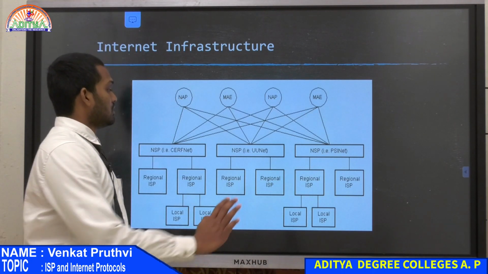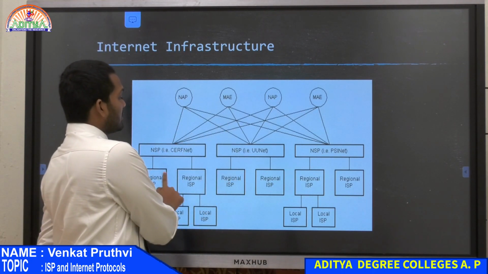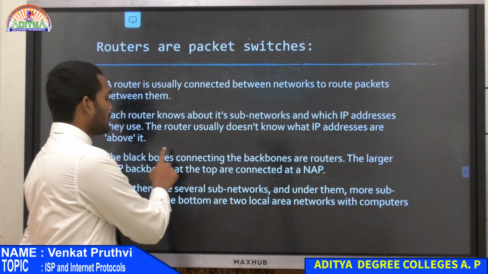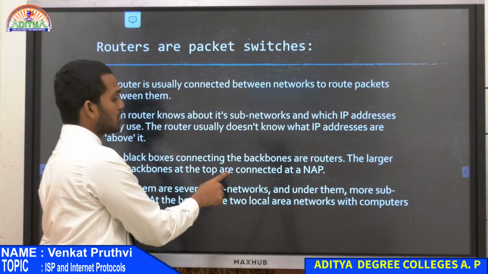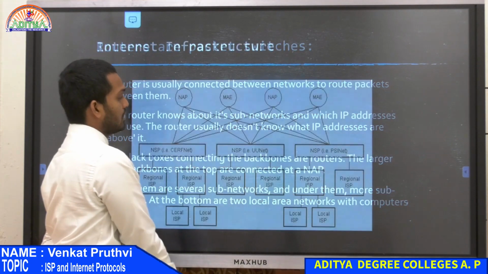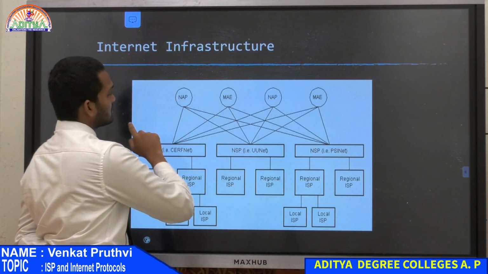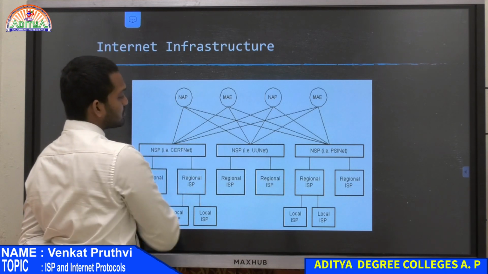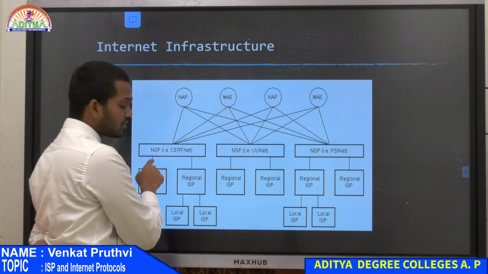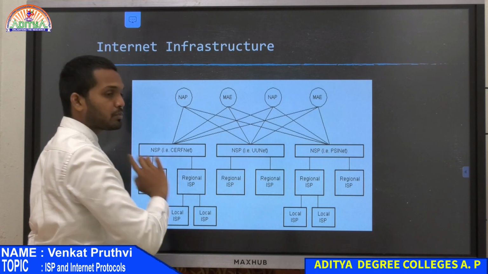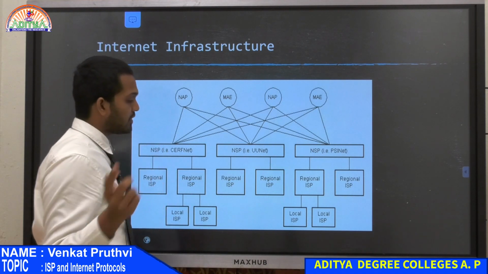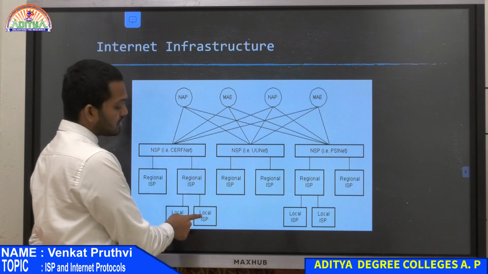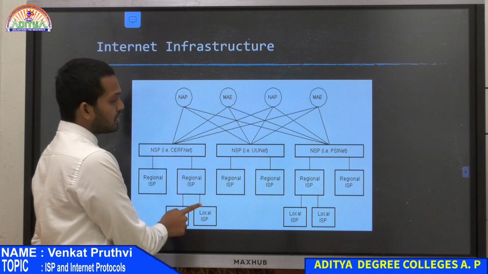So this is the diagram that we were discussing yesterday, and the black boxes connecting to the backbones are routers. The larger NSP backbones at the top are connected at a NAP. So what are these NAPs? They are your network access points. What are these NSPs? They are your network service providers. And what are these ISPs? These are internet service providers. And you have regional internet service providers, local internet service providers.